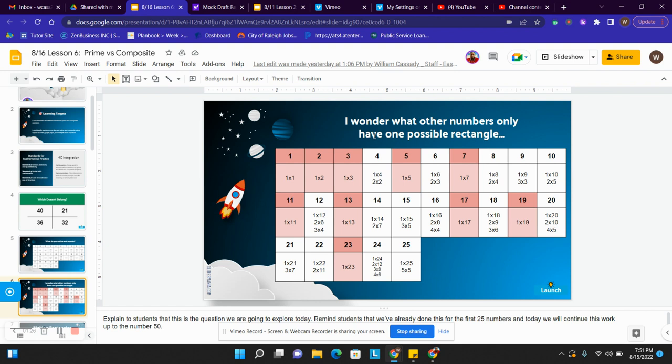What other numbers only have one possible rectangle? So if we look, 1, 2, 3, 5, 7, 11, 13, 17, 19, and 23, they only have one rectangle possible. So let's look at some more numbers that could have one possible.